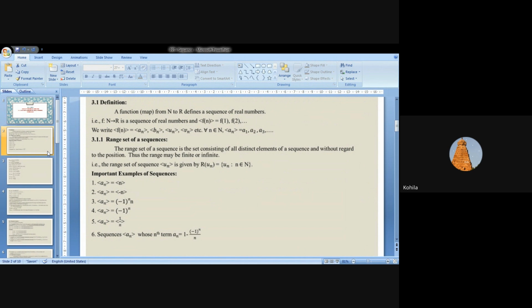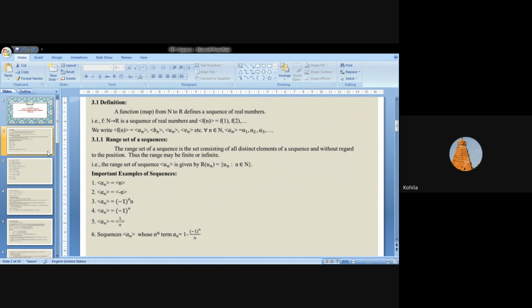A sequence can always be denoted in this form, that is, with curly brackets. In between the brackets we have to write the sequence, that is f of n. It is the general form of a sequence: f of 1, comma, f of 2, like this. Let us see one example, a_n equal to n. You can substitute any number for n. It may be natural numbers or real numbers, whatever it may be.